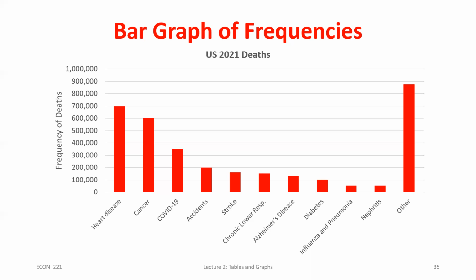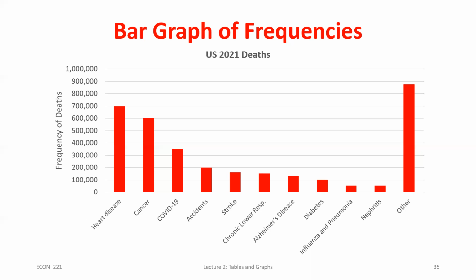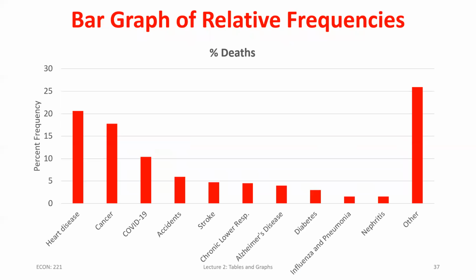So if instead I wanted to graph the percent frequencies, what's going to be true about that graph? There's only going to be one thing that changes. In fact, it's going to look exactly the same. So here was the frequency graph. Here's the percent frequency. Nothing changes except what's on my y-axis, right?